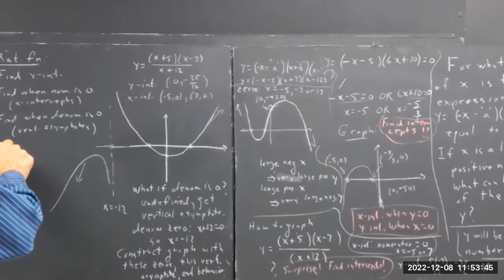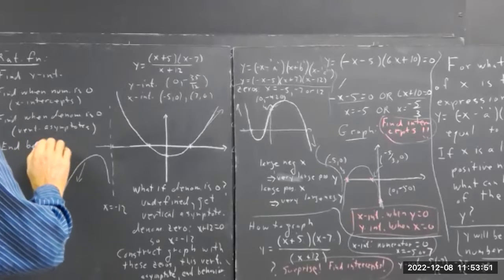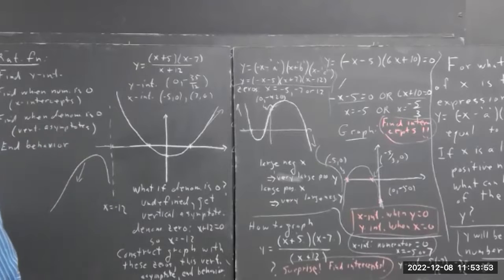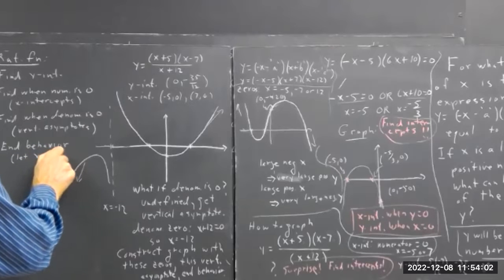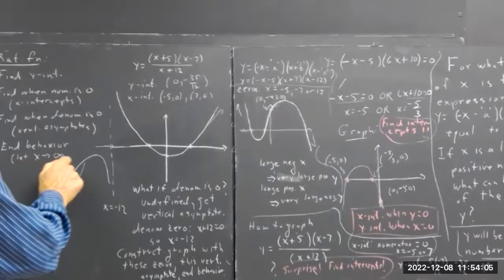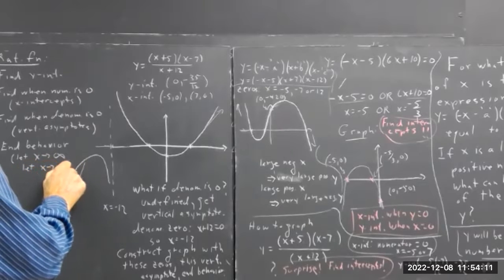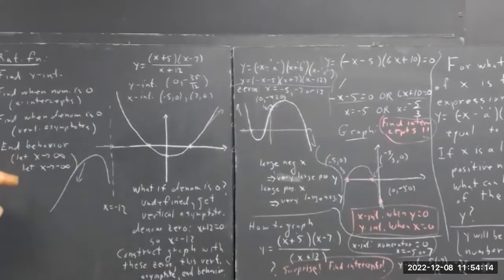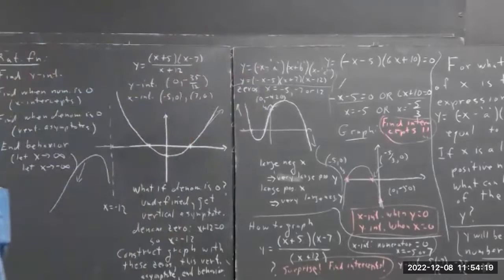And then get the end behavior. By the way, it's stated in the text. We're going to let x go to infinity and see what happens. Tells us what happens to the far right. Let x go to negative infinity, tells us what happens to the far left. Okay.